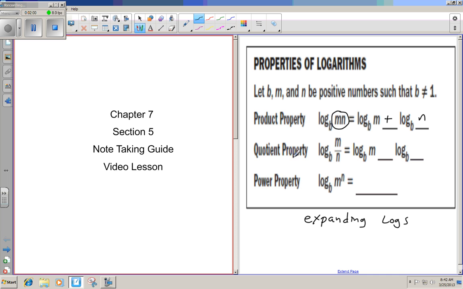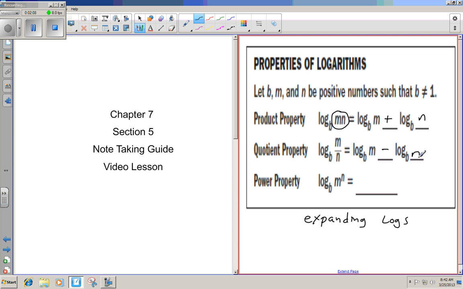The quotient property. Now, if you added the two logarithms when multiplying, if you're dividing, you simply subtract the two logarithms. That's how that's set up. And then the power property says if you have a log base b of m to a certain power n, you can rewrite that by putting n in front of the log. So it should be written like that. And we're going to do some examples here in a second. But basically, again, this is multiplication, so you add two logs. Division, subtract two logs. And power, you put the power in front of the logarithm.